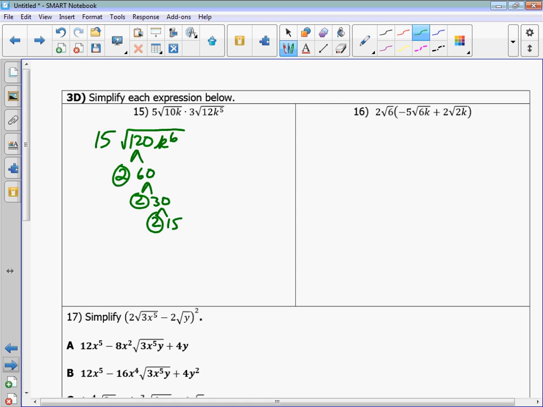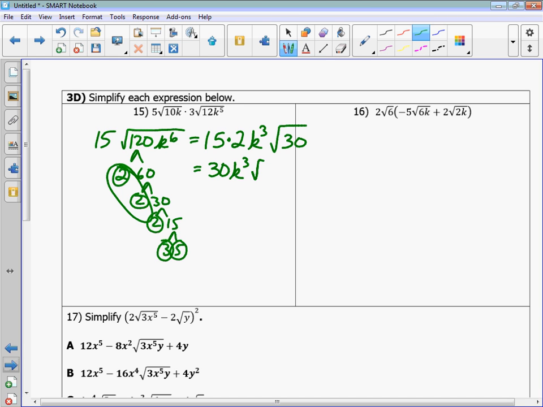We have 15 already on the outside. We're going to multiply it by the square root, so there are 2's. We have 2 times 3 times 5, that's going to stay underneath. We have k to the 6. How many pairs can you make out of 6? You should be saying 3. Leaving us with a square root of 2 times 3 times 5, which is 30. So 15 times 2 is 30. K to the third, square root of 30. That's your answer there.